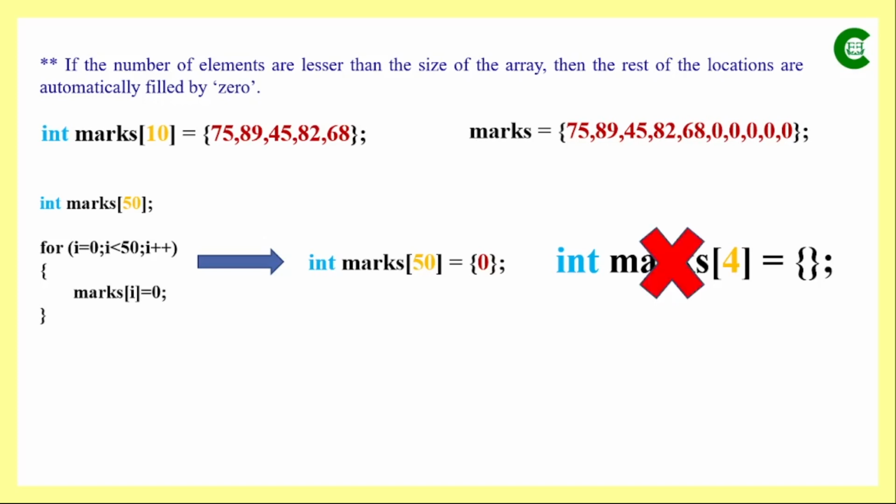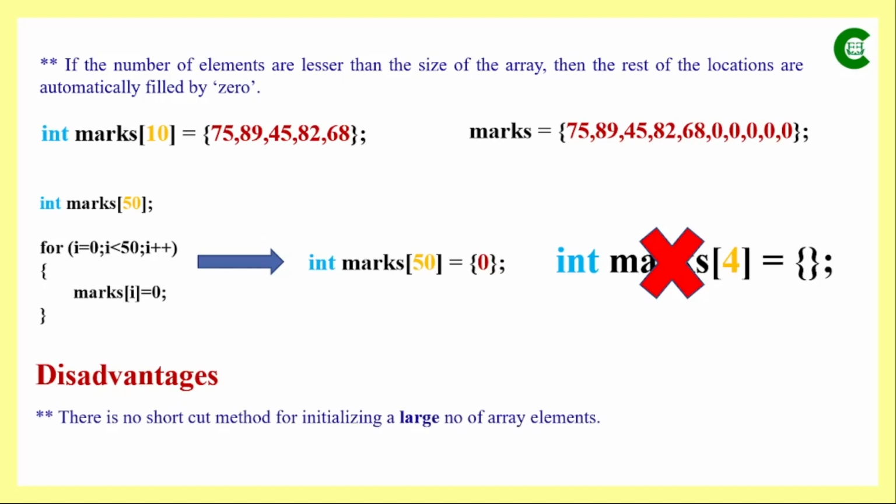So far we have talked about the advantages of arrays, but they have a few minor disadvantages also. If we have a large number of array elements, then there is no shortcut method of initializing those elements. Secondly, if we want to initialize only selected elements of an array, then there is no convenient way to do so. Though we have the concept of designated initialization of arrays in C, that is not a very convenient way to initialize.